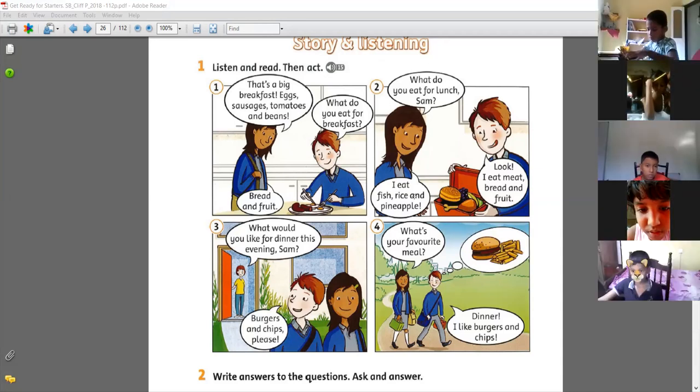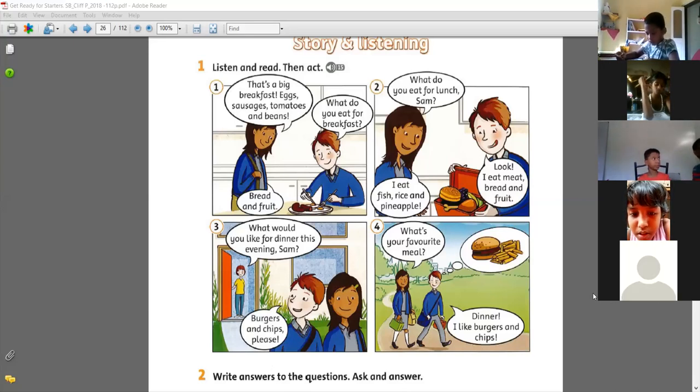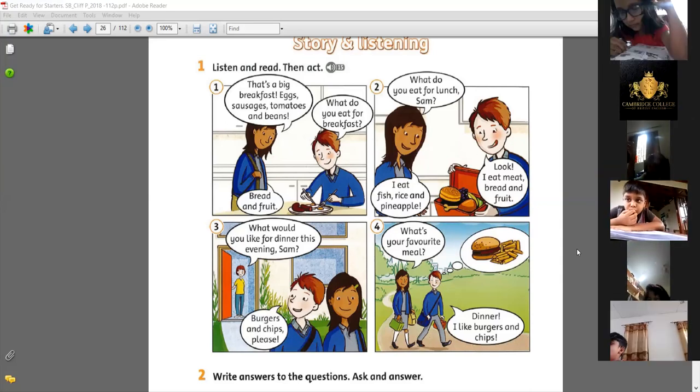3. What would you like for dinner this evening, Sam? Burgers and chips, please. 4. What's your favourite meal? Dinner. I like burgers and chips.